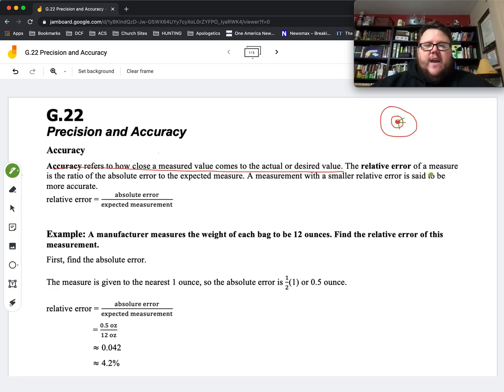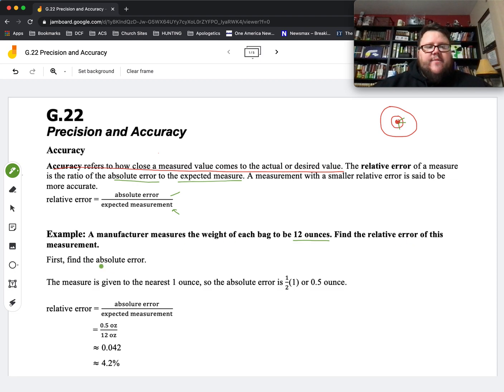So the relative error of a measure is the ratio of the absolute error to the expected measure. So that means the relative error is you take the absolute error and you divide it by the expected measurement. A measurement with a smaller relative error is said to be more accurate. So let's look at this example. A manufacturer measures the weight of each bag to be 12 ounces. Find the relative error of the measure.